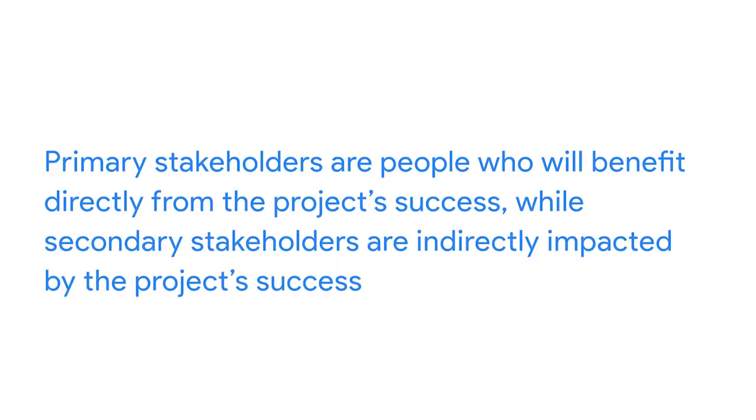We just saw how important stakeholders are to the project and how both primary and secondary stakeholders help project managers define project goals and outcomes. As a quick refresher, primary stakeholders are people who will benefit directly from the project's success, while secondary stakeholders are indirectly impacted by the project's success.